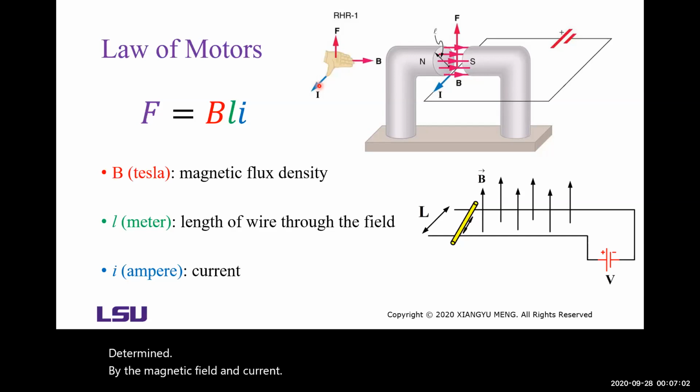If you use your right hand, you extend your thumb. That is the direction of the current. Then all other fingers point to the direction of the magnetic field. That will be from the N pole to the S pole. Then the force is pointing up.